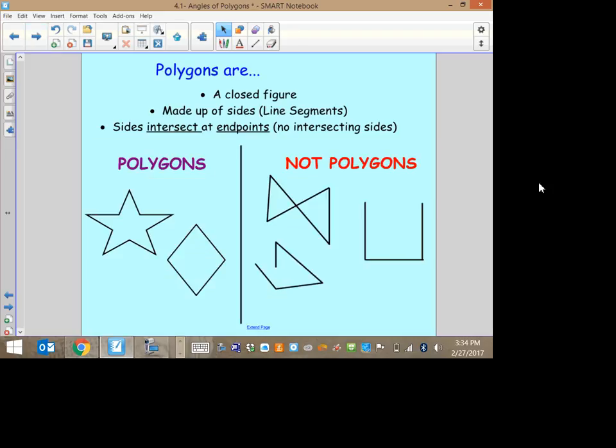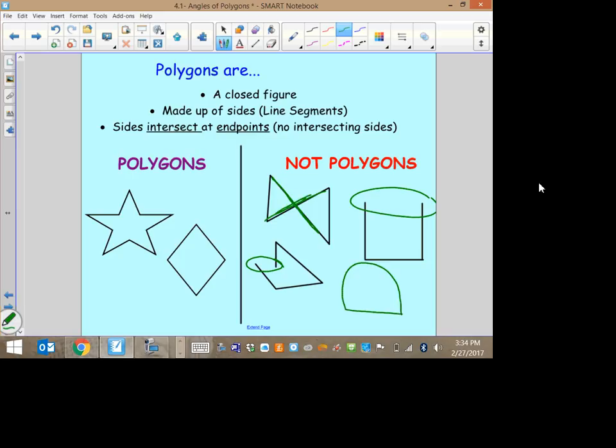So polygons, you can see here on the left, they're all closed figures. On the right, there's a couple here that have open spaces, making them not polygons. And this one right here, you can see that there's intersecting sides, and so that is not a polygon. Also note that this shape is not a polygon because it has a curved edge, so it does not have sides. It is not made up of sides. So note the difference between a polygon and not a polygon.